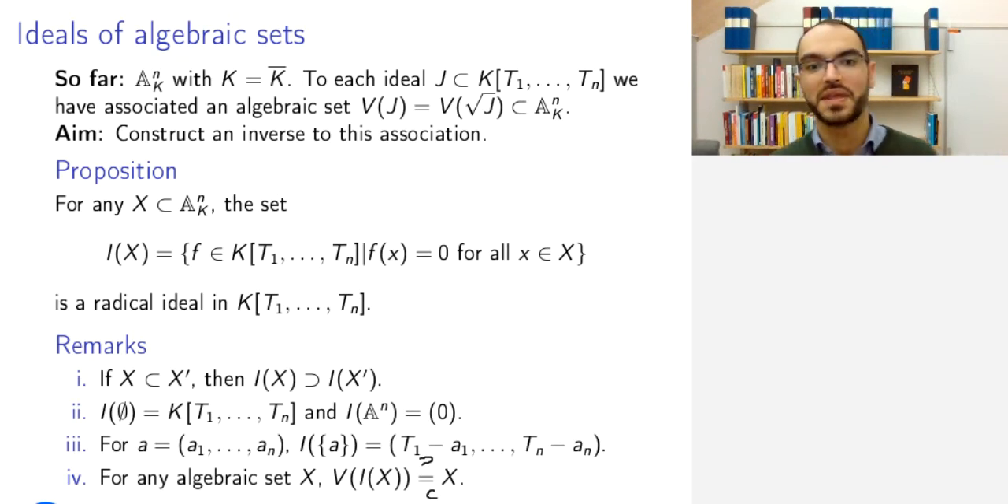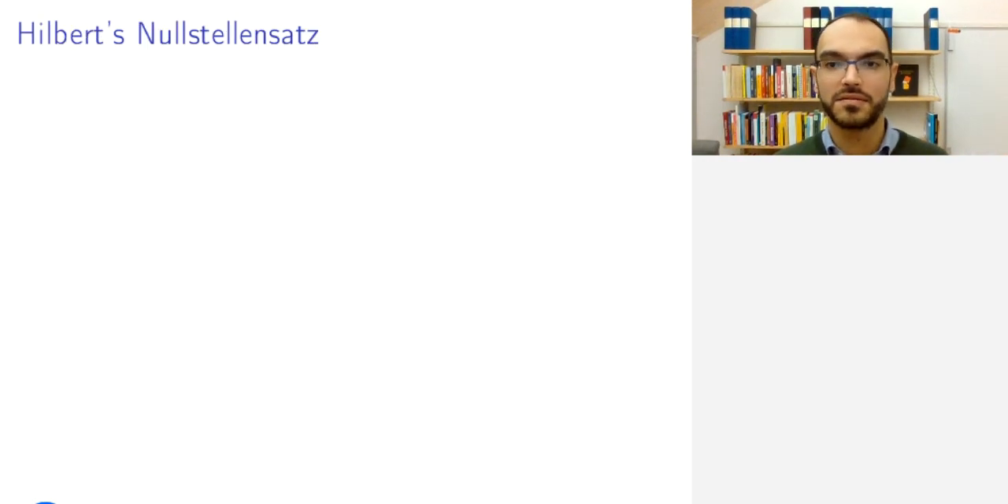Welcome back. So now you can ask what happens if we do this the other way around. If we start with an ideal, take its vanishing set, take the ideal of that set. Well, this is the content of Hilbert's Nullstellensatz. We will get to why it's called Nullstellensatz in a minute.